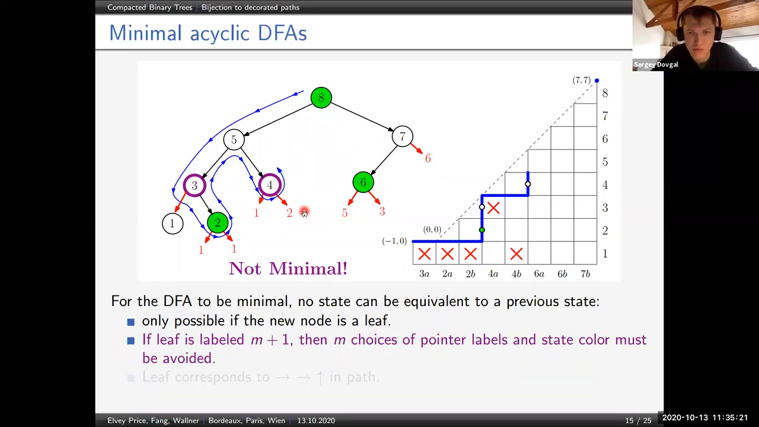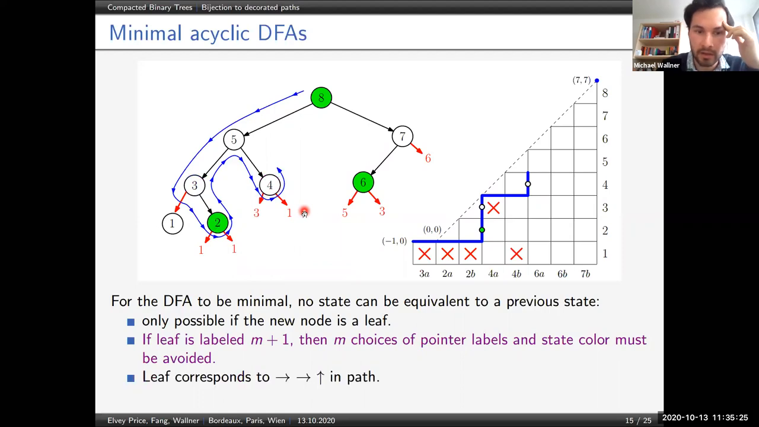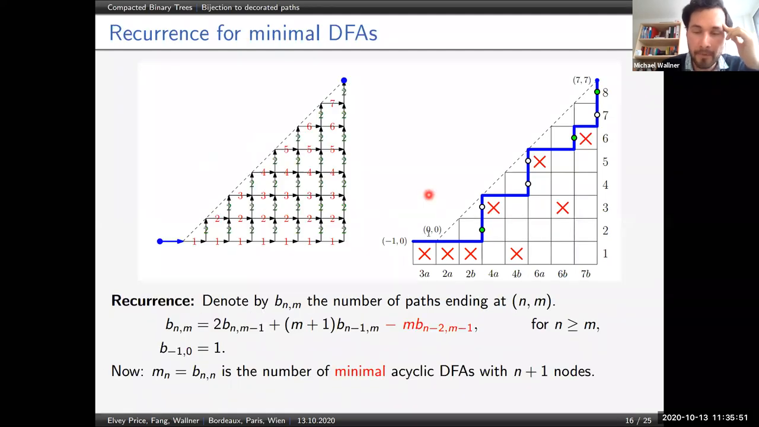This is now a bit technical maybe, but basically it just means, in our path bijection, what's happening? Well, we just have to be careful for some objects which are like leaves. And this leaf here is a red edge and up. It basically corresponds to a right up. All these objects here, I have to be careful. And here, some of the possible crosses are not allowed. And how many are not allowed? Well, it's quite easy. M of them are not allowed.